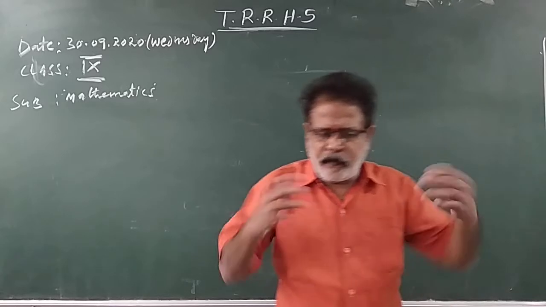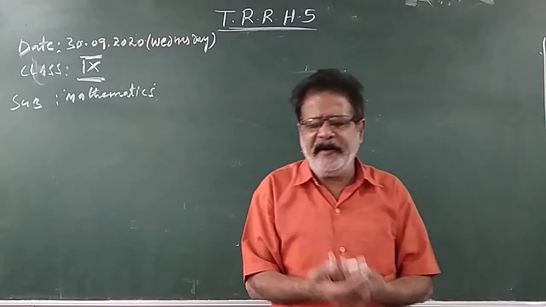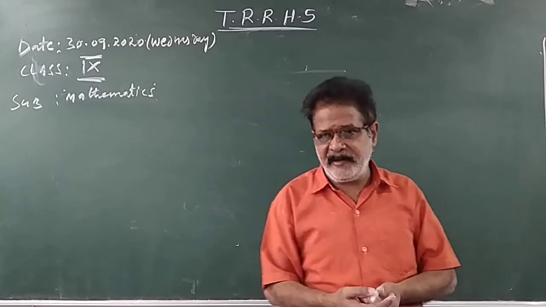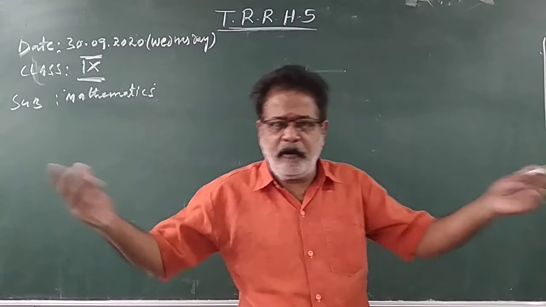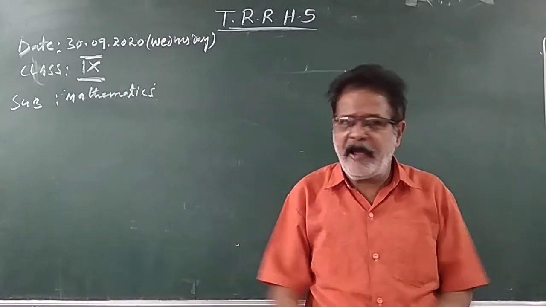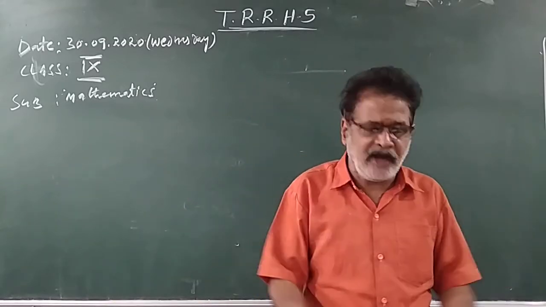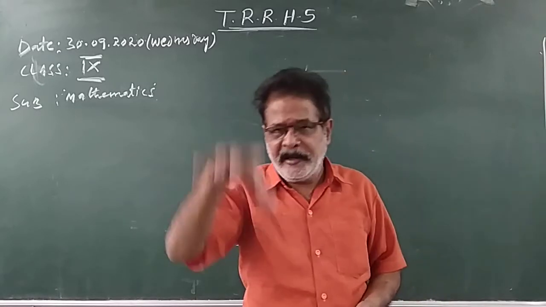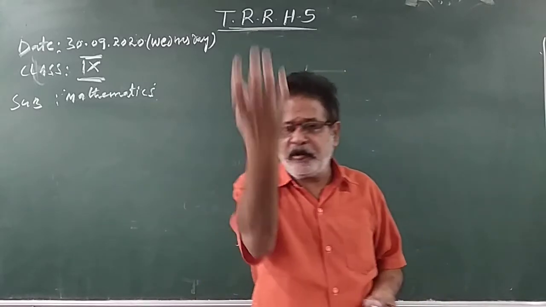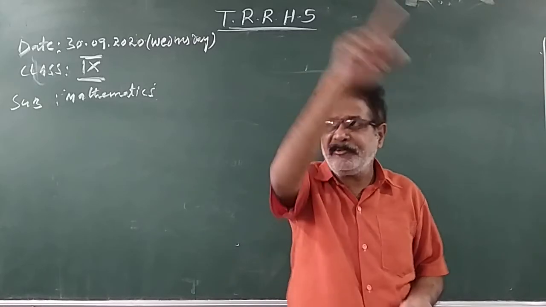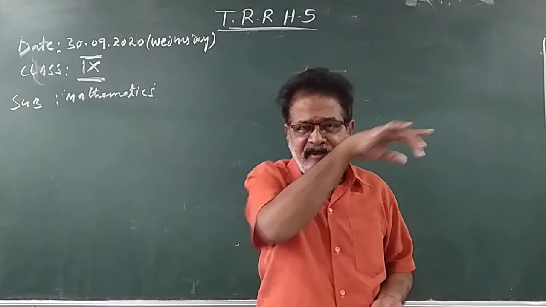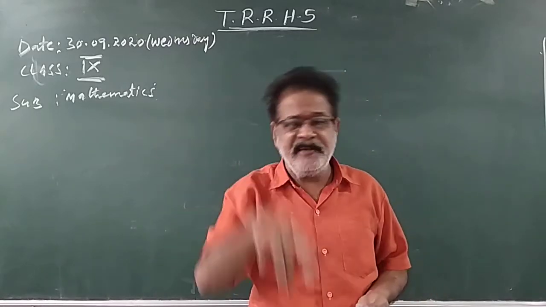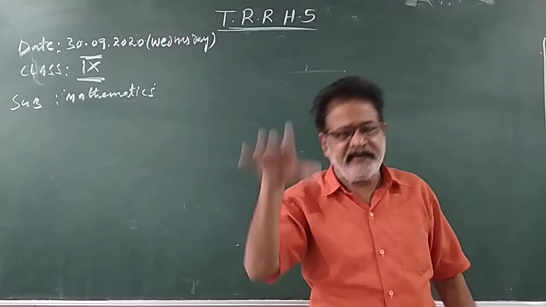Polynomials can also be classified with respect to their degrees. Some polynomials may have first degree, some second degree, some third degree, like that. Degree means the highest exponent. Already I told you, in a polynomial the highest exponent gives its degree. The highest exponent is 4, its degree is 4. The highest exponent is 3, its degree is 3.